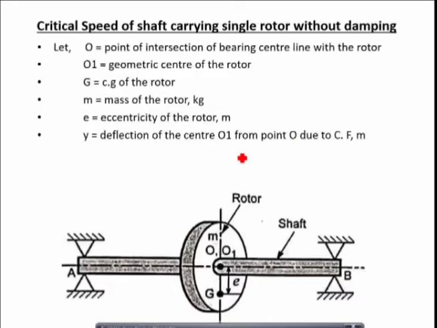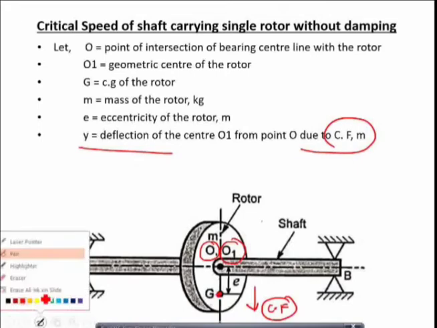y is the deflection of center O1 from point O. As I have earlier said, when the shaft begins to rotate, the centrifugal force will act radially outwards from the CG, that is G. And because of the centrifugal force, the shaft gets deflected or bent from the center O1, and then a distance is created between point O and point O1. That distance is called y, the deflection of the shaft, because of the unbalanced force or the centrifugal force.